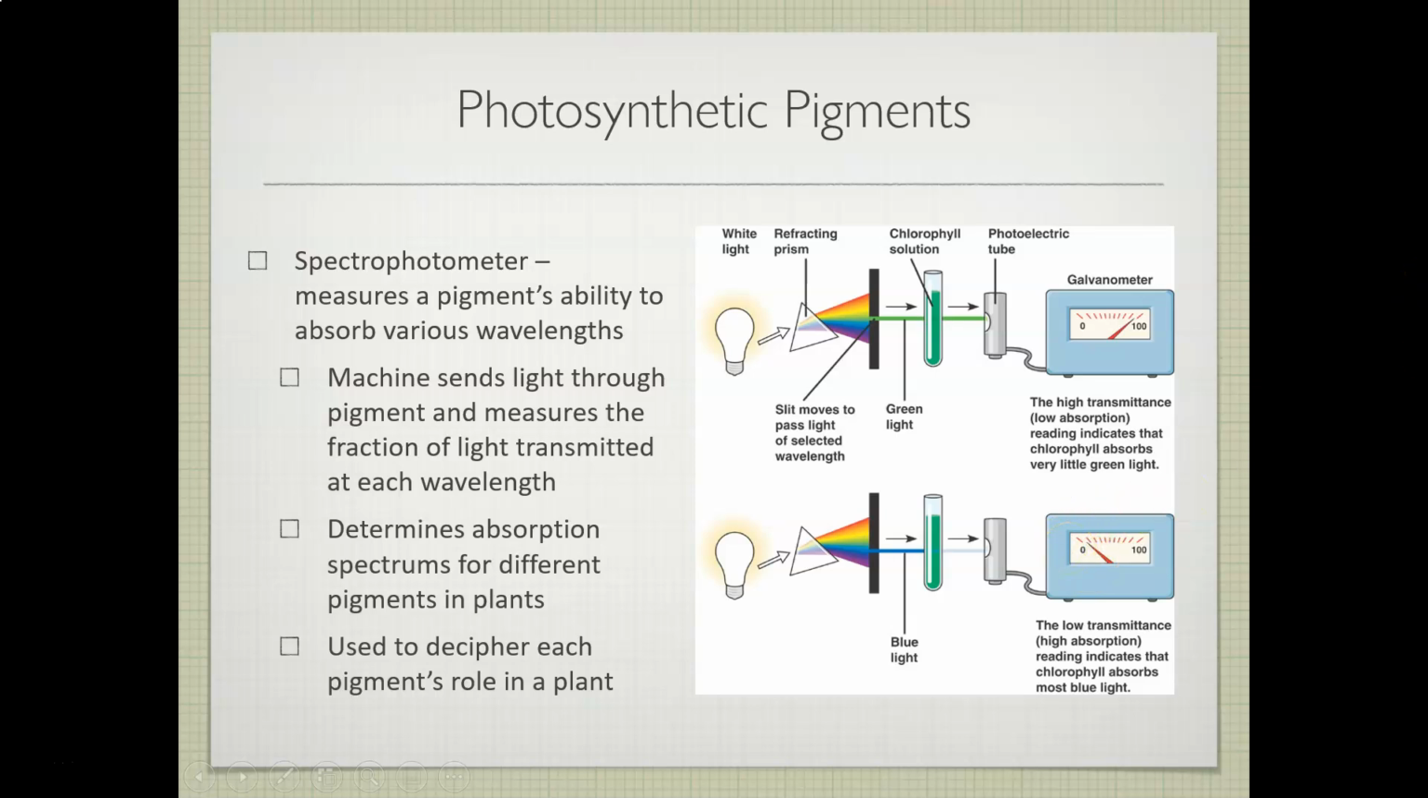So it's hanging on to that. So we can use this to decipher different pigments' roles in a plant. Because keep in mind, not every single plant is green, not every component of a plant is green. So what pigments are there? What things are they absorbing versus transmitting? And then we can start backtracking and trying to figure out, well, why is it doing that? What is its function? What is its purpose? And how is it doing it?